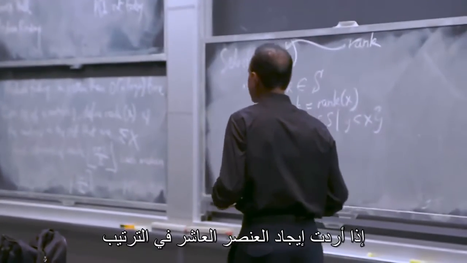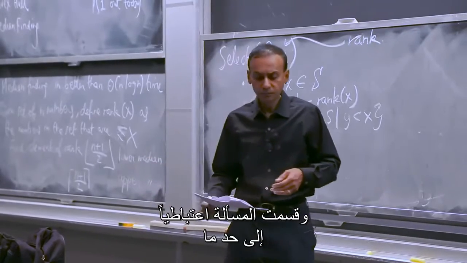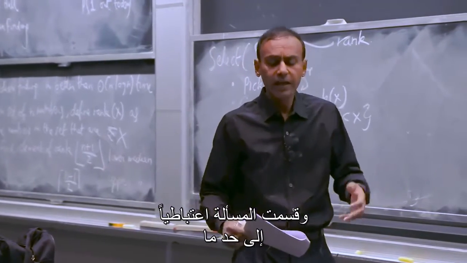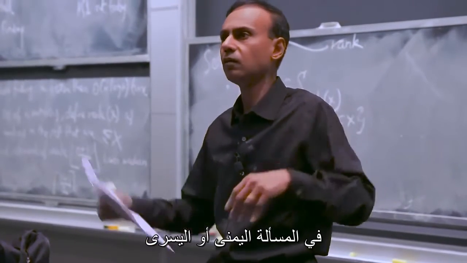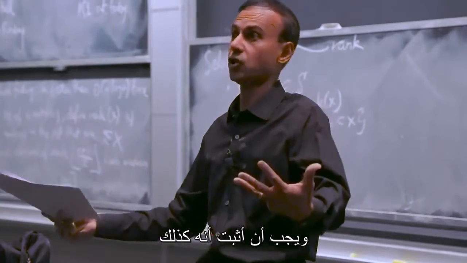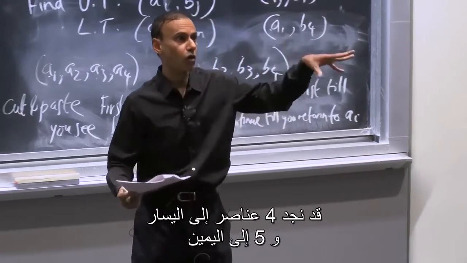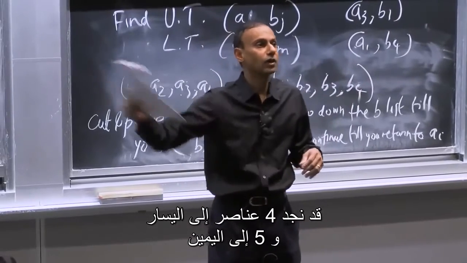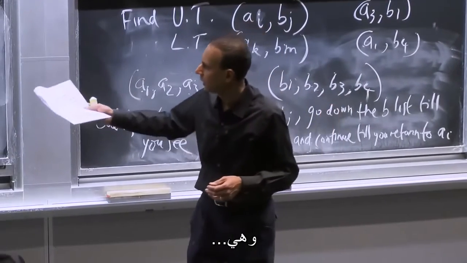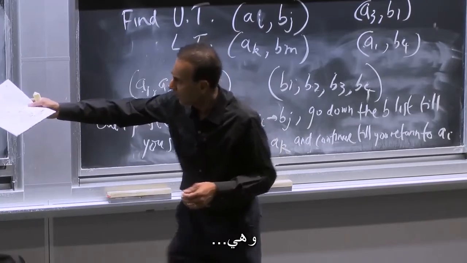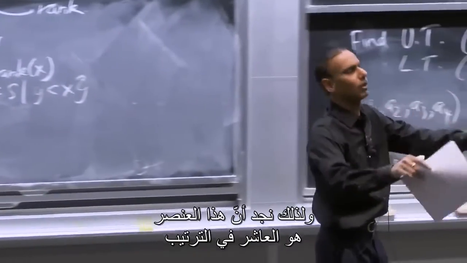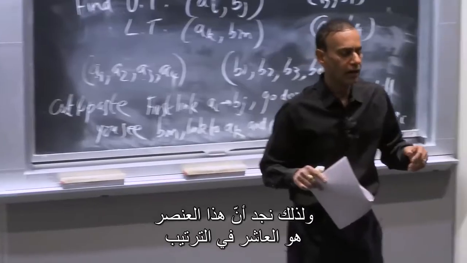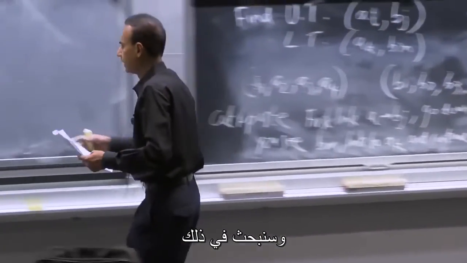So if I want to find the 10th highest element, and I've broken it up relatively arbitrarily, it's quite possible that the 10th highest element is going to be discovered in the left one or the right one, and I have to show that it's the 10th highest. And it might be that there's 4 elements on the left and 5 on the right that are, let's see, if I define the rank as less than or equal to x, there's 4 on the left and 5 on the right that are smaller, and that's why this is the 10th highest element. And that's essentially what we have to look at.